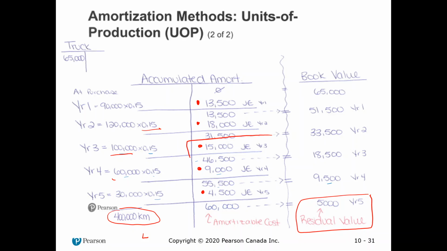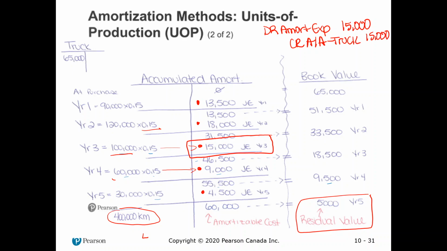So it would be this 15,000 because that's the amount that we calculated for year 3. So making sure if you're using this T account, you know what the different amounts here mean. Each time we're calculating it, that's the expense that you would have booked in the year. So in year 3, we would have debited amortization expense for 15,000, credit the accumulated amortization for the truck for that amount. So here we're doing the full calculation, but that's the journal entry that you would see to get it into the T account.